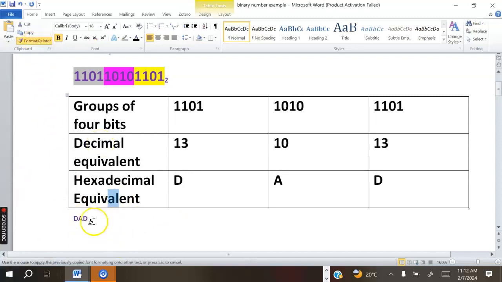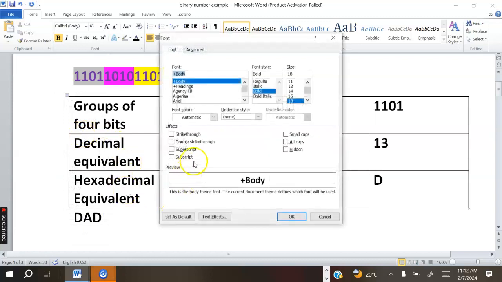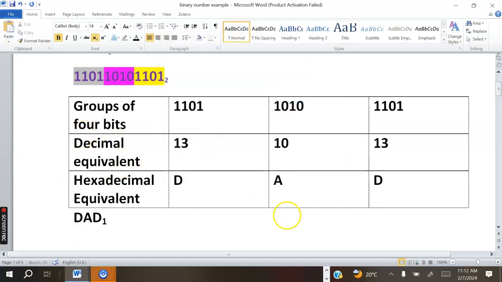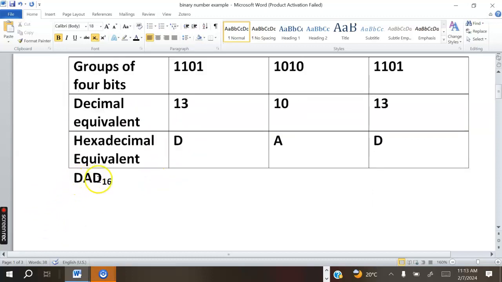Supposed to give us the base 16. So we have, is supposed to be base. So that is now the answer. So this one, the binary 1101 1010 1101 is equivalent to DAD base 16, which is our hexadecimal.